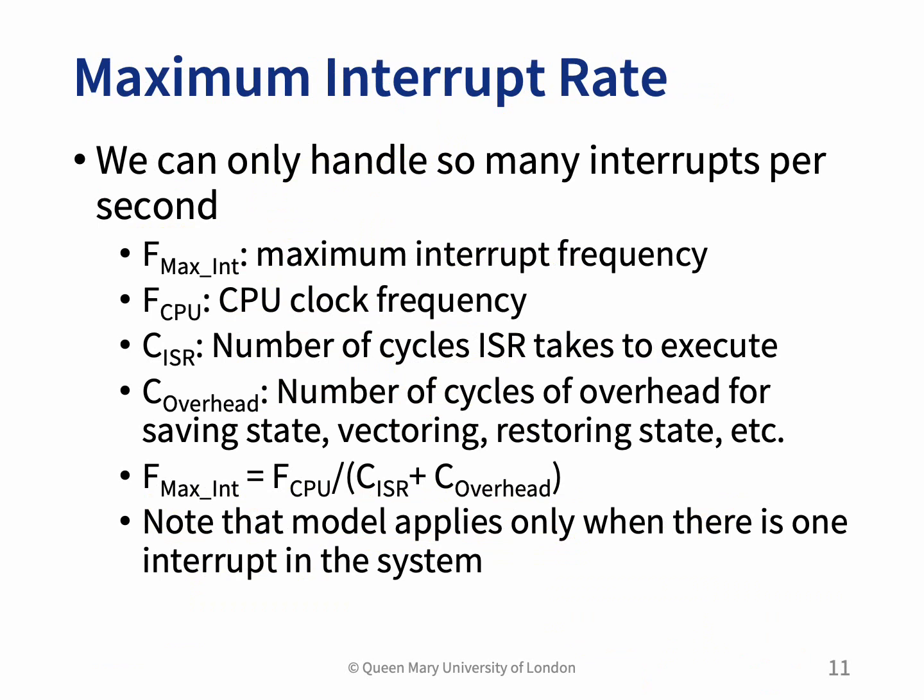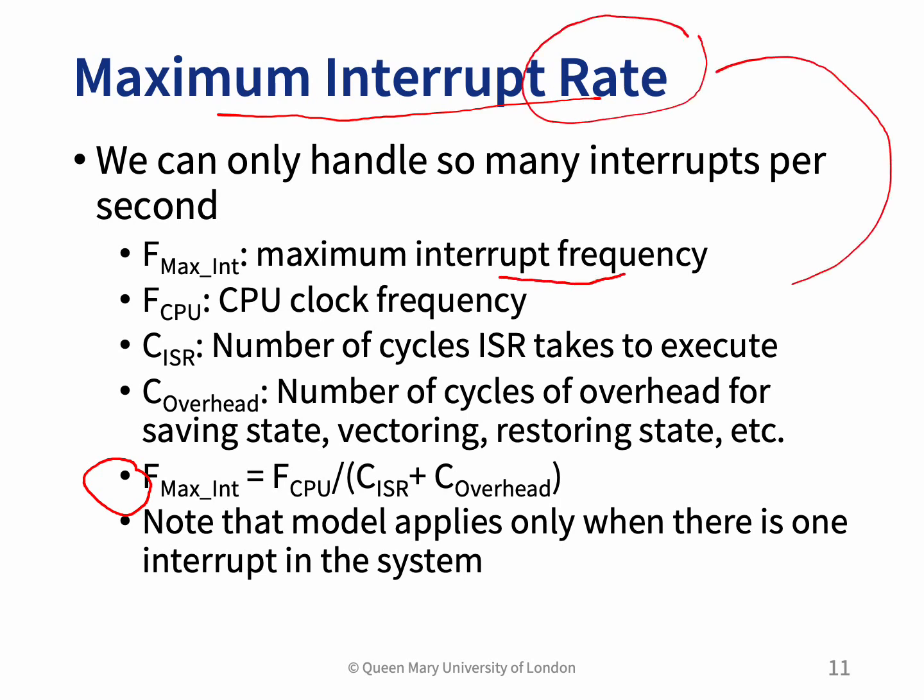The following slide here is basically to show you how we can compute the maximum interrupt rate. This is because we can handle so many interrupts per second or even per millisecond. So how we can compute that is through this formula, right? So Fmax is the maximum interrupt frequency because it's the rate. That's why we express it in terms of frequency.